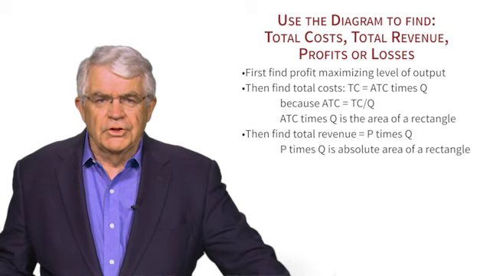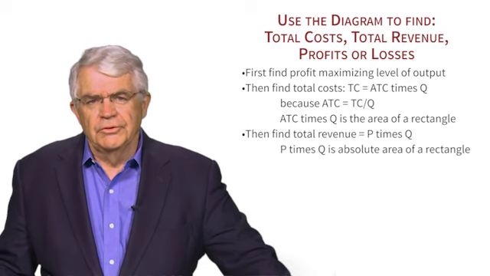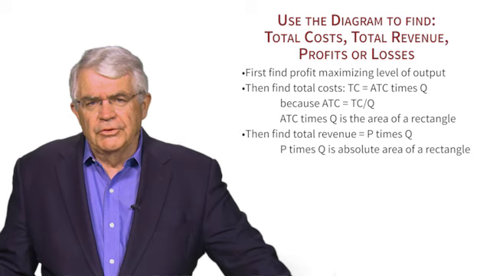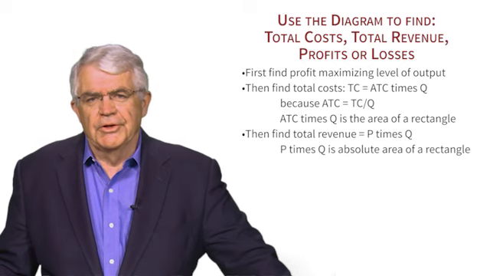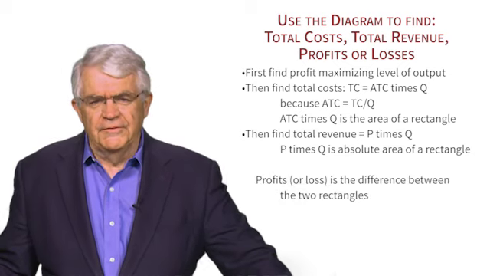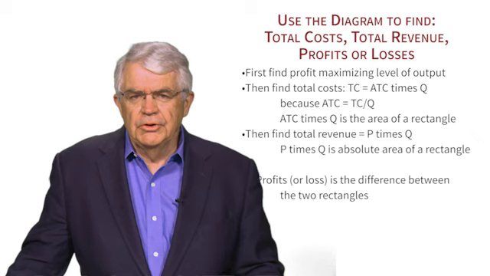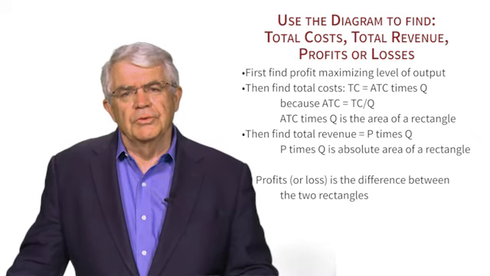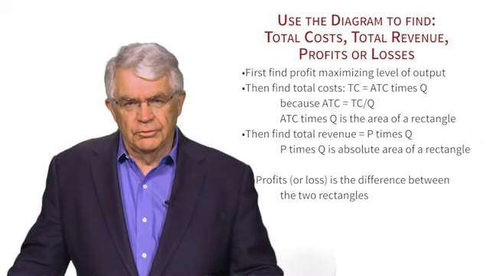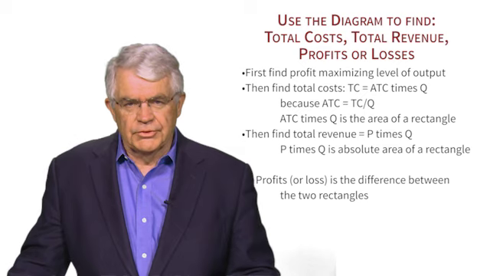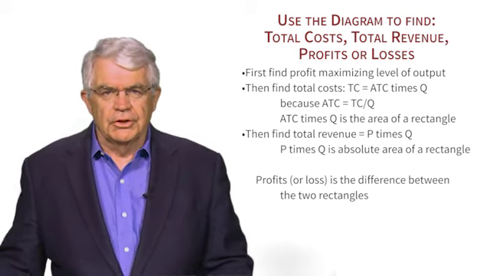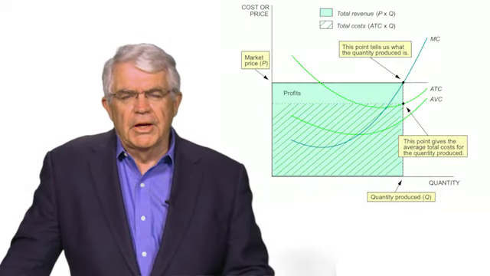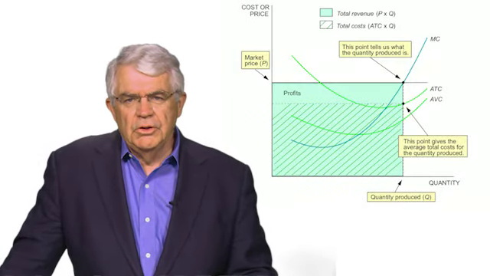Then, having considered the cost, we're going to think of the revenue. We're going to find total revenue is just price times the quantity produced. And we're going to see that P times Q is also the area of a rectangle. Finally, profits or losses is going to be the difference between the two rectangles, the difference between revenue and costs. So let's just look at the diagram first and then examine how you actually create this from scratch.